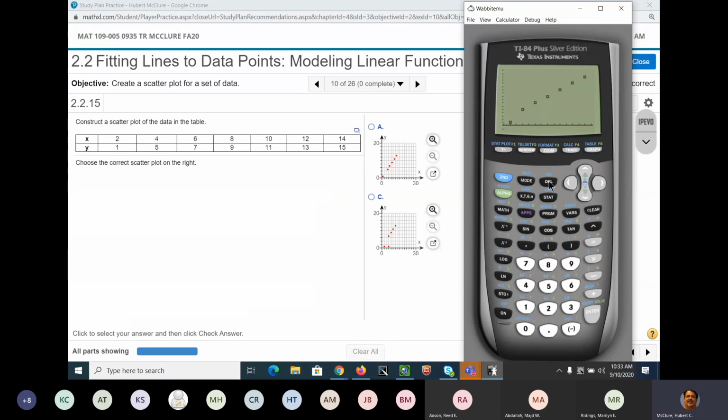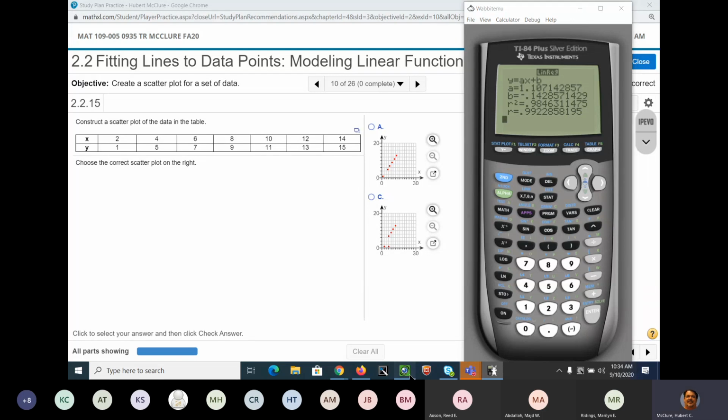Now, sometimes it'll be linear, sometimes it'll be all over the place. Now, how do we find a line of regression? Well, that's where you hit Stat, Calculate, and number 4, Linear Regression. Hit Enter. It automatically defaults to L1 and L2. All you have to hit is Calculate.